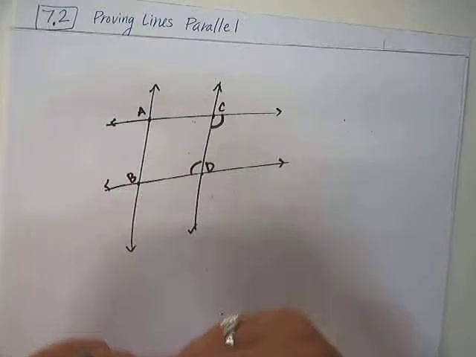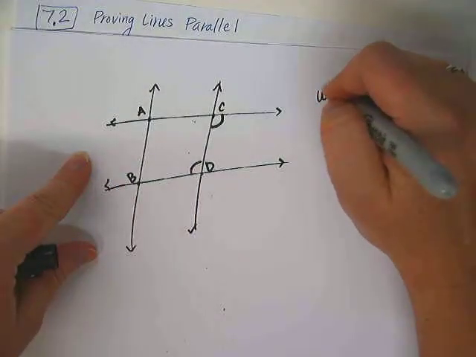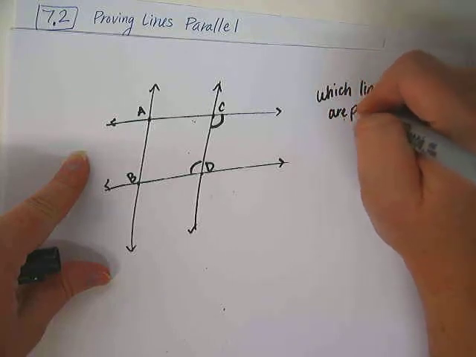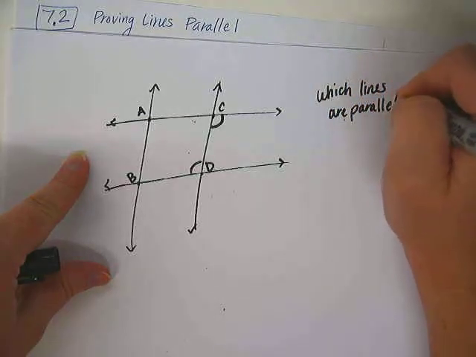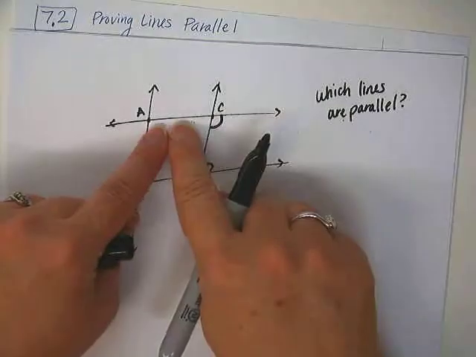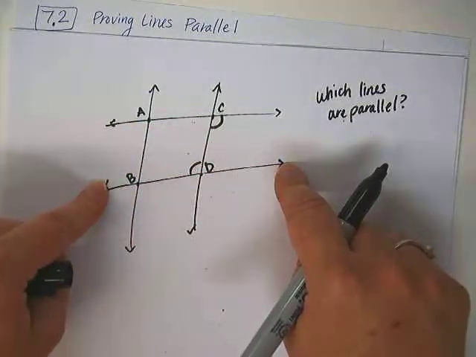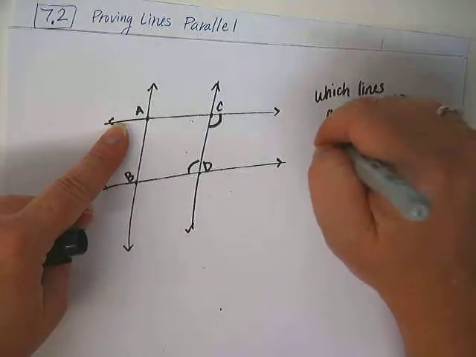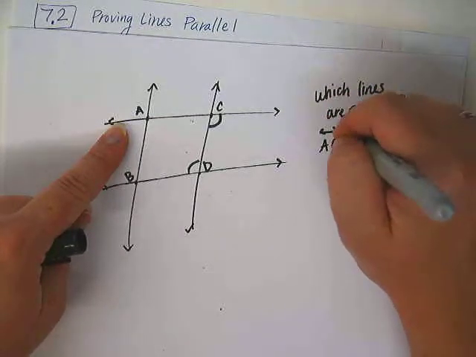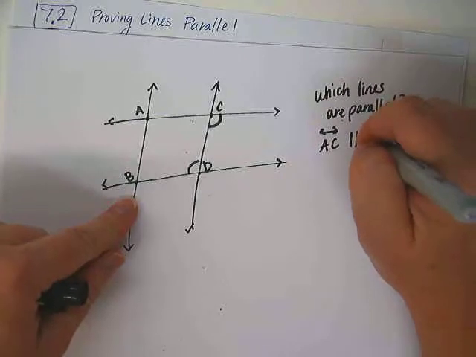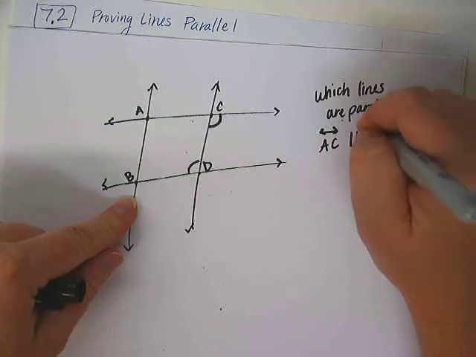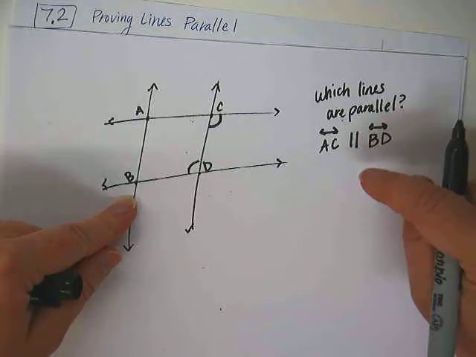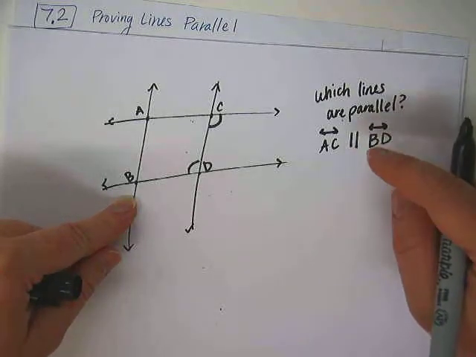How do we name these lines so that we can answer this question? The question is, which lines are parallel? How do we answer the question? How do we name the lines so that we're naming this line and this line as parallel? Do you know? AC with a line over the top is parallel to BD with a line over the top. And you can just use this little symbol for parallel.